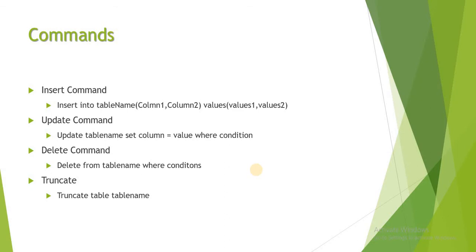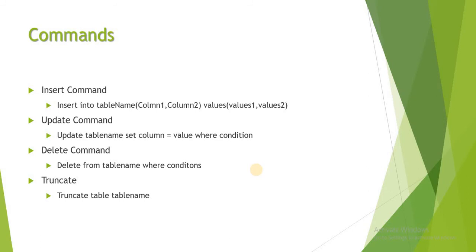So here is the insert command. The insert command is: insert into table name, the column names in brackets, after that values, and give the values. The update command is: update table name, set column name and its value, and give a where condition, meaning the condition for which column you want to update. The delete command is used as: delete from table name, where condition, meaning which row you want to delete. And for truncate, you just need to write truncate table and the table name.